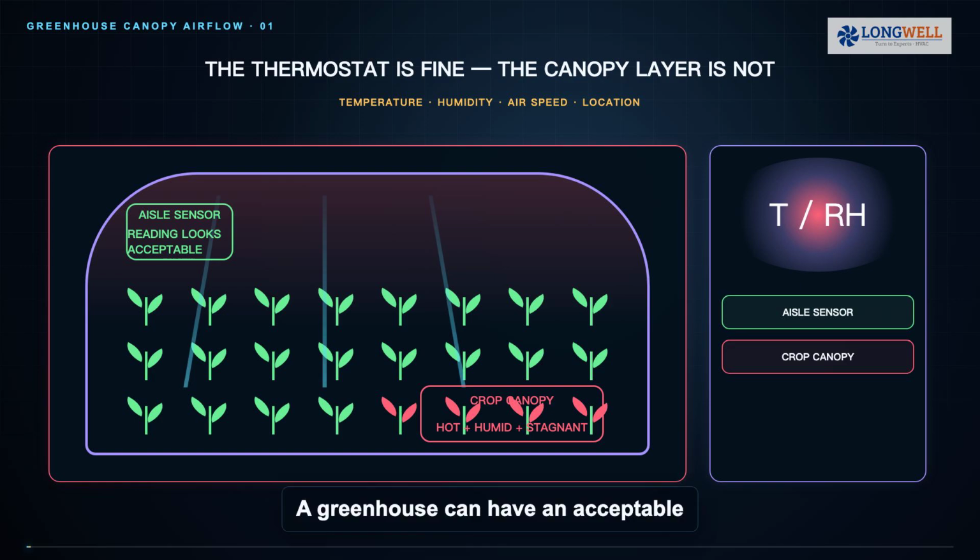A greenhouse can have an acceptable thermostat reading above the aisle while the crop canopy is sitting in a hot, humid, nearly motionless layer. Ventilation succeeds only when the right air reaches the plant zone, carries away heat and moisture, and exits through a controlled path under both day and night conditions.